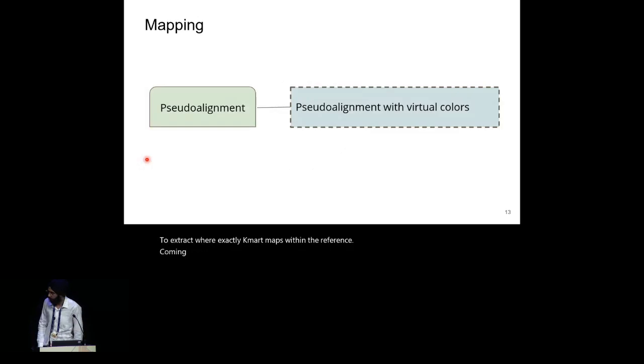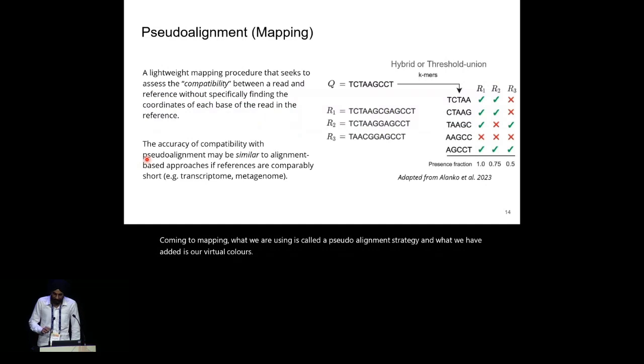Coming to mapping, we are using a pseudo-alignment strategy, to which we have added virtual colors. Pseudo-alignment is a lightweight mapping strategy that seeks to test the compatibility between a read and a reference, without caring about the base-level coordinates of each base within the read. In most cases, when we have small references like a transcriptome or a metagenome, it has been found that the accuracy of pseudo-alignment is comparable to alignment-based approaches.